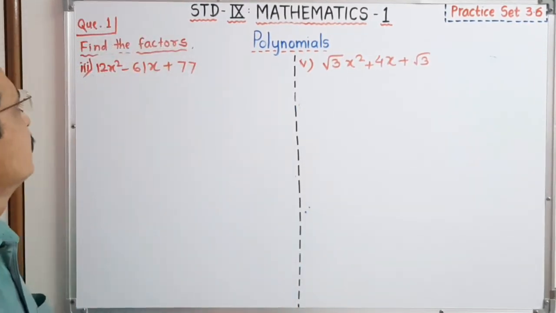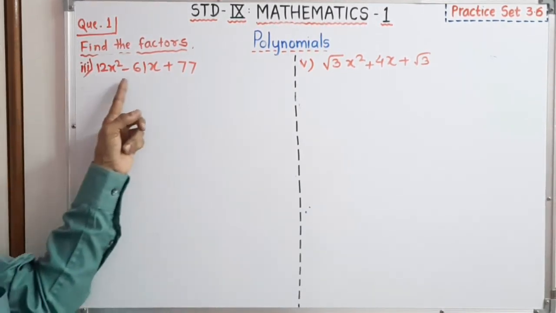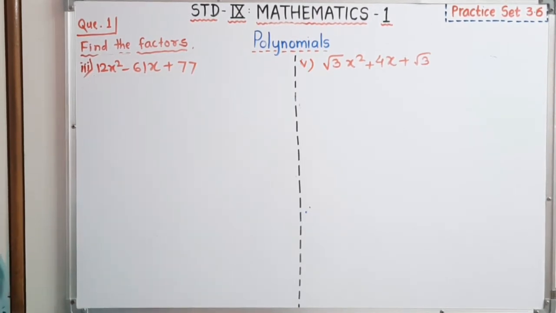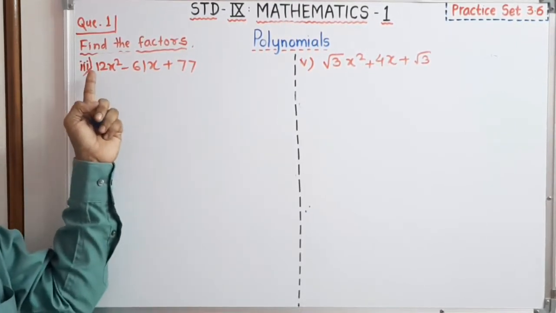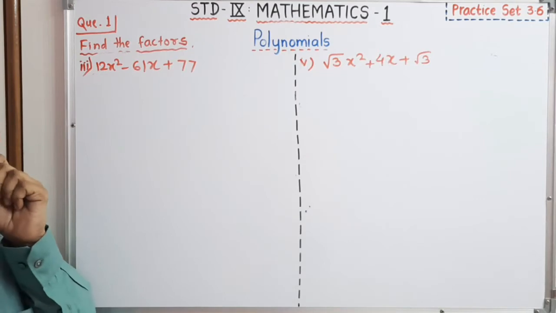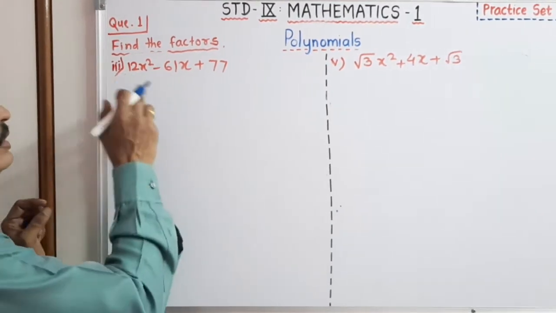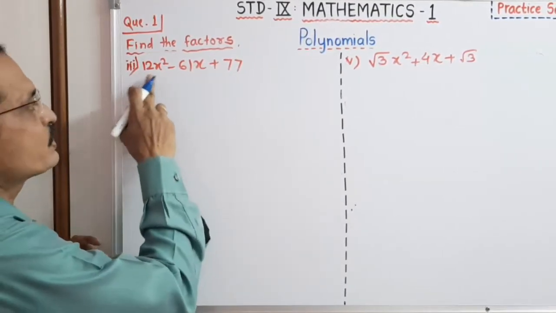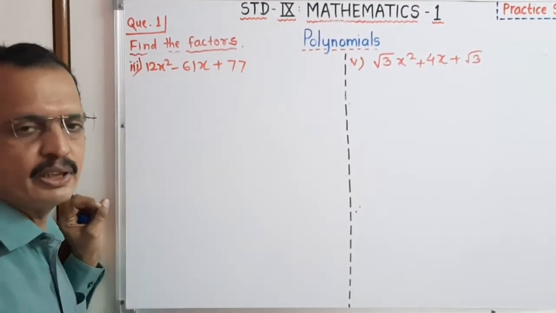Now see the third one. It is 12x square minus 61x plus 77. Dear student, what we have to do? First of all, it is a quadratic polynomial and the terms are arranged in descending order of their indices. Now see the quadratic term. Quadratic term is 12x square, coefficient is 12 and the constant term is 77.